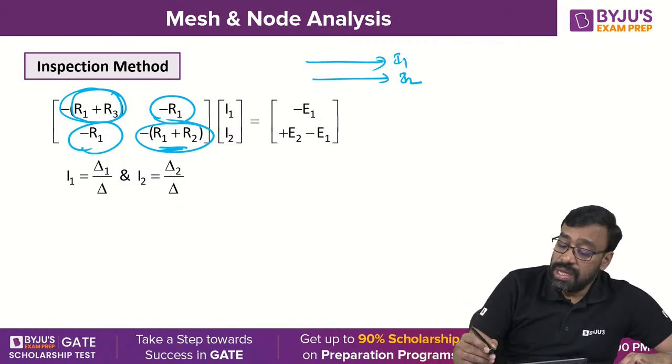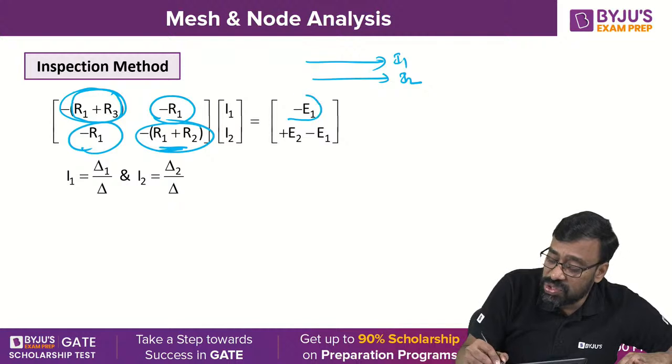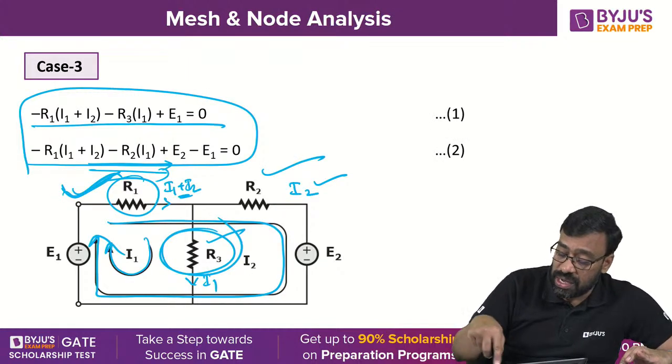Now, coming to the first loop, how many energy sources are there in the first loop according to this now?